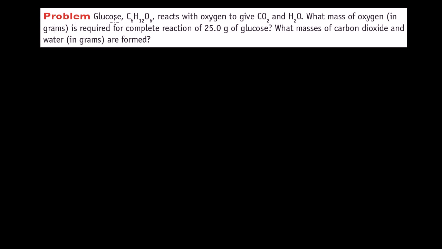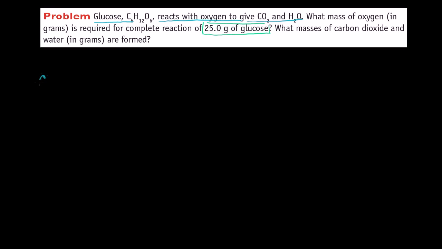We're told that glucose reacts with oxygen to give carbon dioxide and water. What mass of oxygen in grams is required to complete the reaction of 25 grams of glucose? And they also want to know what masses of carbon dioxide and water are formed. So let's first just write the reaction. So they're saying glucose reacts with oxygen to give carbon dioxide and water.